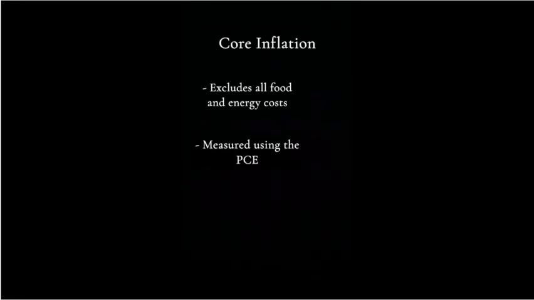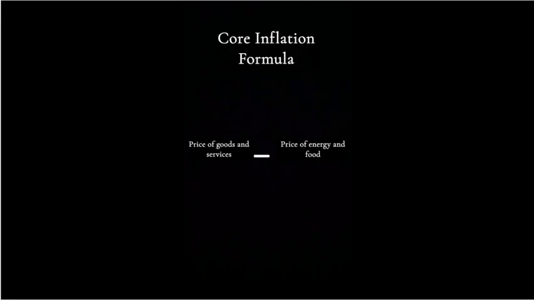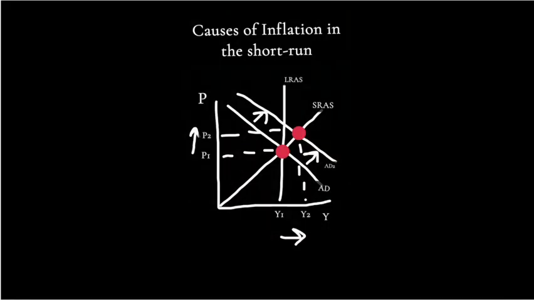The second form is core inflation, and this measurement excludes all food and energy costs. It's measured by excluding the food and energy costs from the CPI, or the Personal Consumption Expenditure Price Index, otherwise known as the PCE. The formula for core inflation is the price of goods and services minus the price of energy and food.